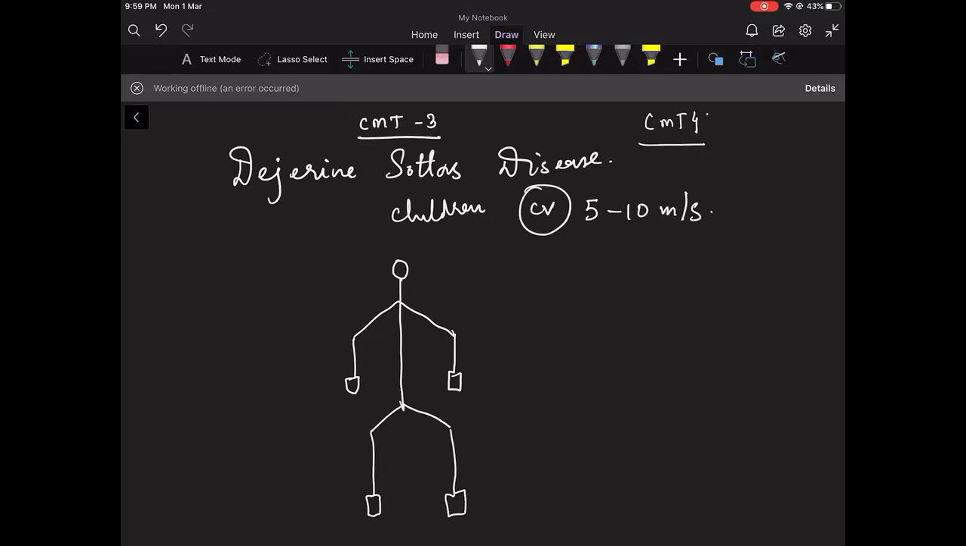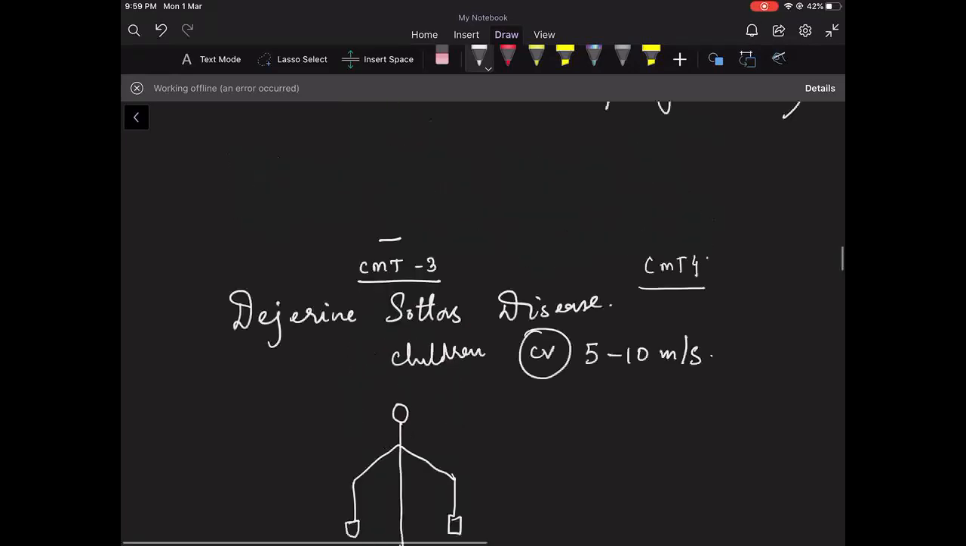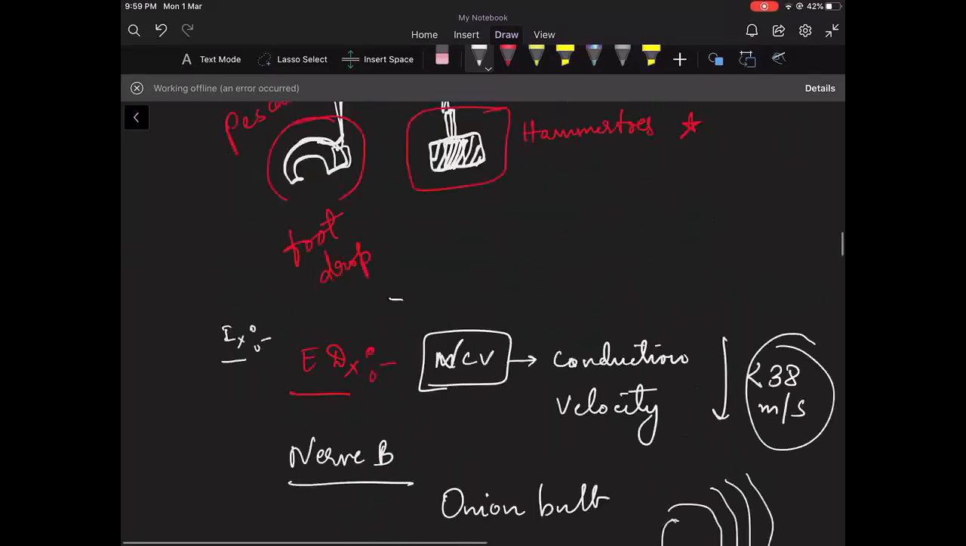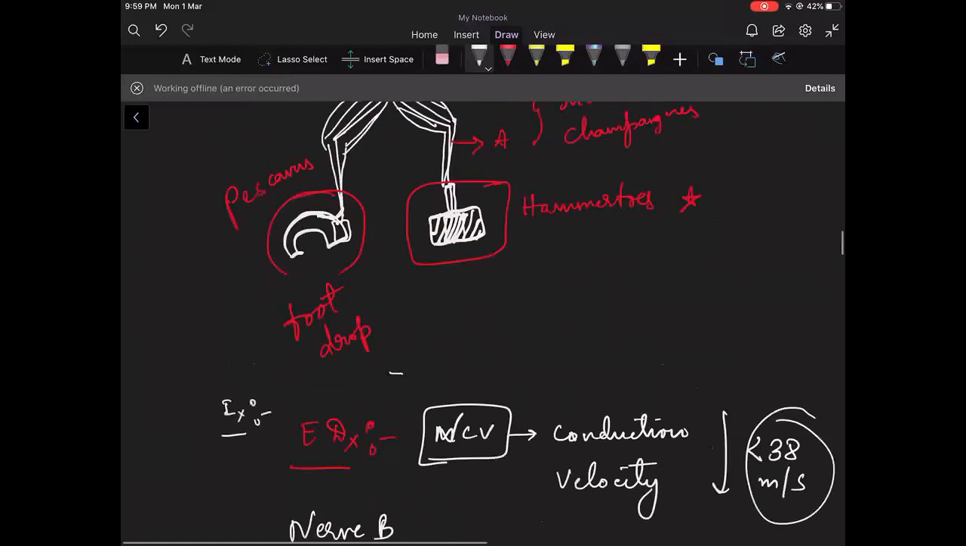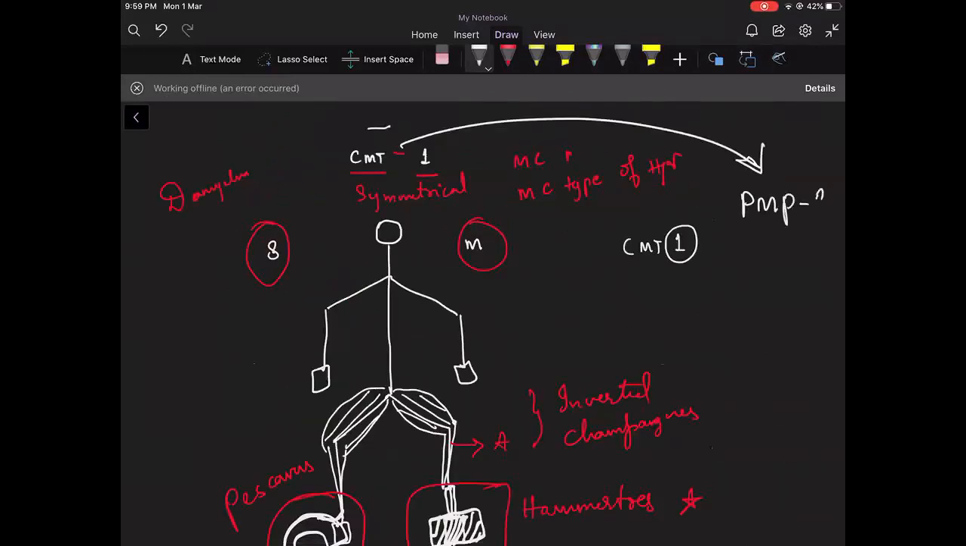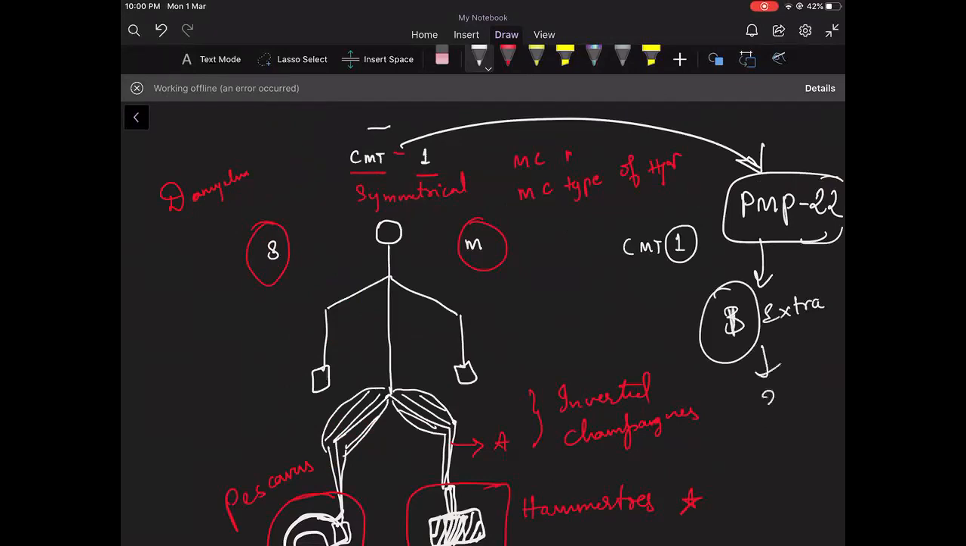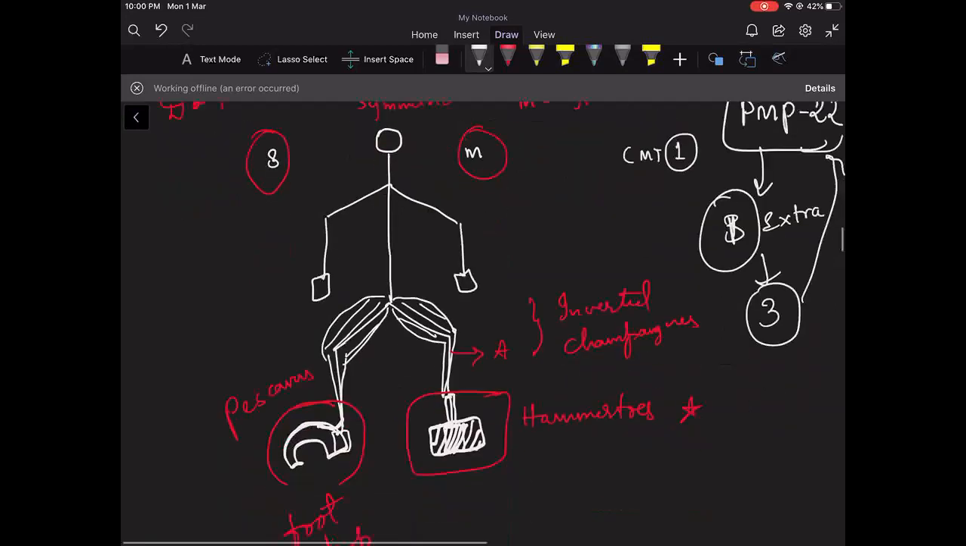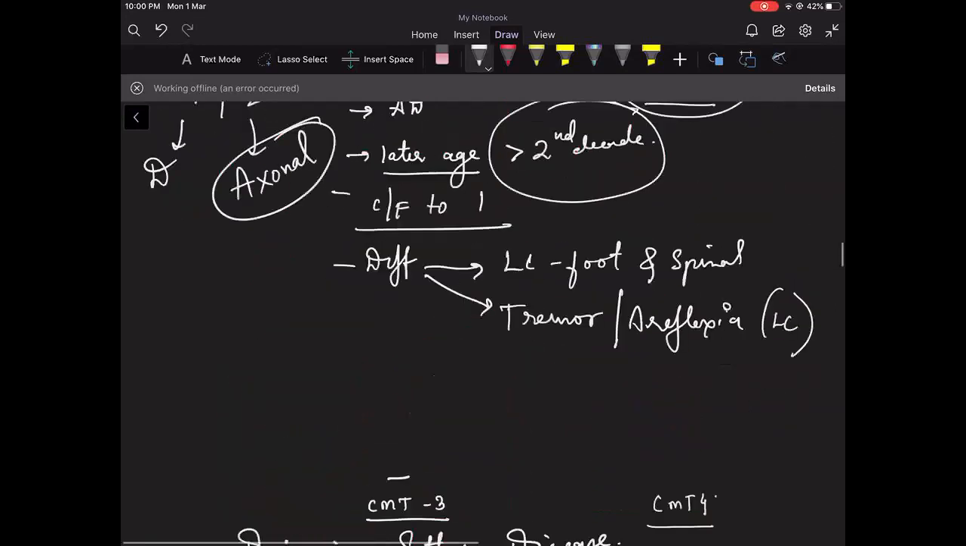Another important point I forgot about the type 1 variety is that the protein particularly involved is PMP22. This protein is very important, and the patient will have 1 extra copy, so a total of 3 copies of this gene will be there. This will lead to Charcot-Marie-Tooth disease. The significance we will discuss later.